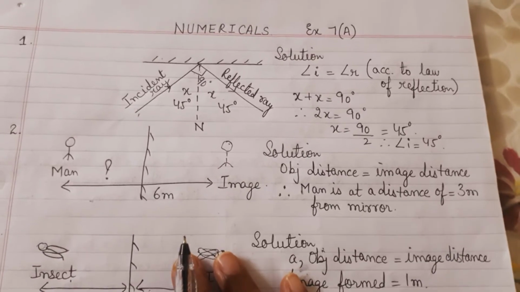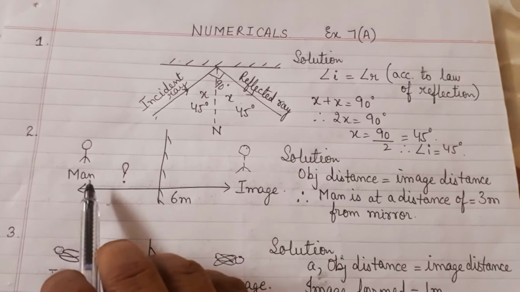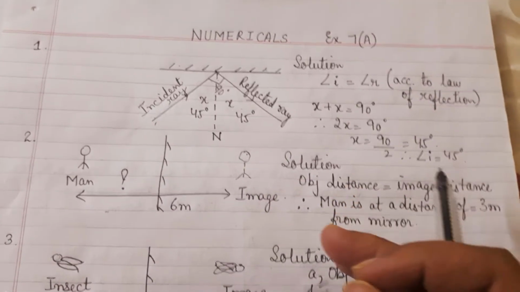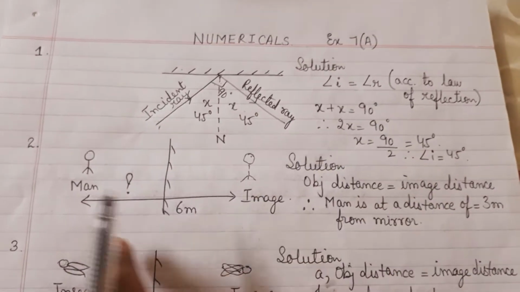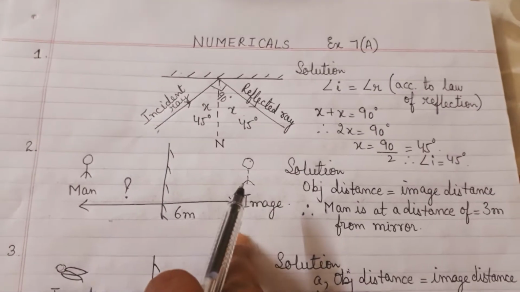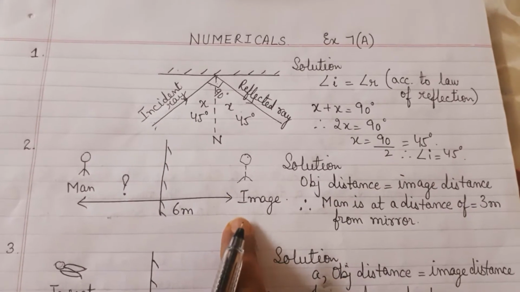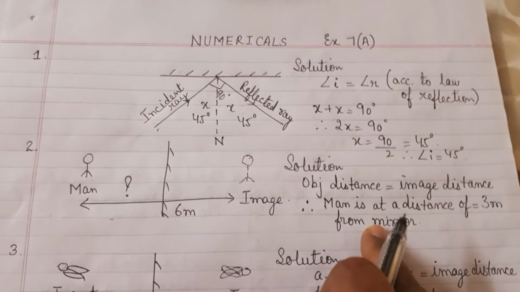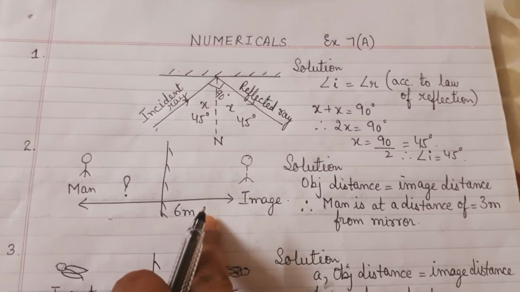In the second question, it has been mentioned that a man is standing in front of a plane mirror. For convenience sake, children, when you are reading such numericals, you can draw a rough diagram to represent what information is given in the question. That makes it very easy for you to understand the question, and the accuracy with which you will solve it would be better. So I want you to read the question and side by side also depict it with the help of a diagram.